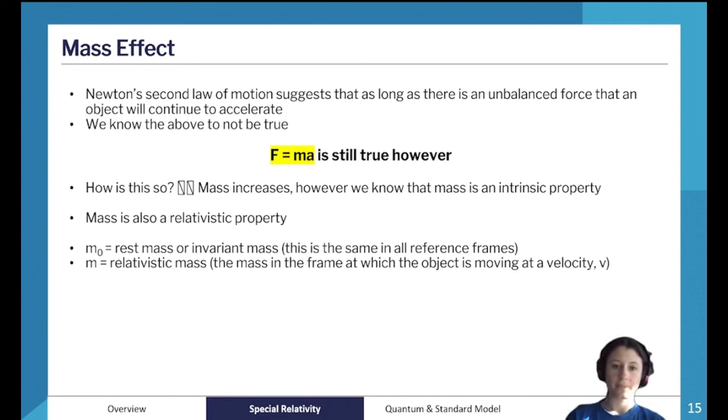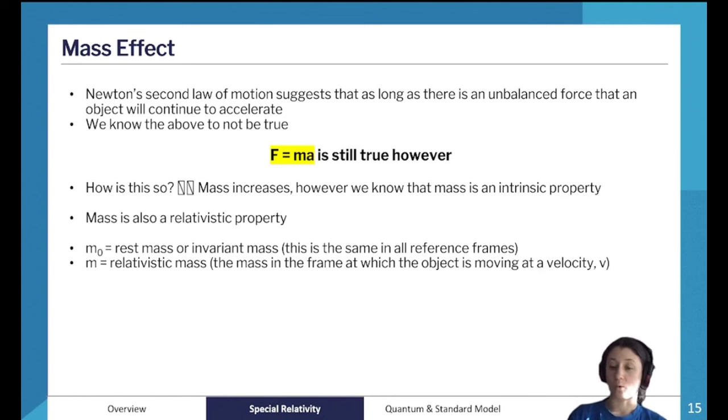So, Newton's second law suggests that as long as there is an unbalanced force, an object will continue to accelerate. An object will continue to move unless acted on by an external unbalanced force. So it predicts a very linear relationship: the more force you put in, the more an object will accelerate. Lots of force, lots of acceleration. Little bit of force, little bit of acceleration, that kind of thing.